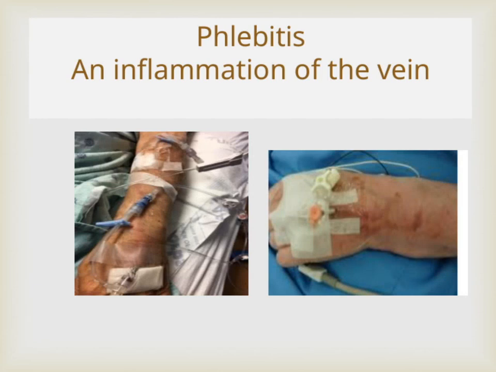Now let's talk about phlebitis. Phlebitis is essentially an inflammation of the vein. This condition can occur for various reasons, such as irritation from intravenous lines or infections. When a vein becomes inflamed, it can lead to discomfort, redness, swelling, and sometimes even pain along the affected area. It's important to recognize these signs early because if left untreated, phlebitis can lead to complications like blood clots.